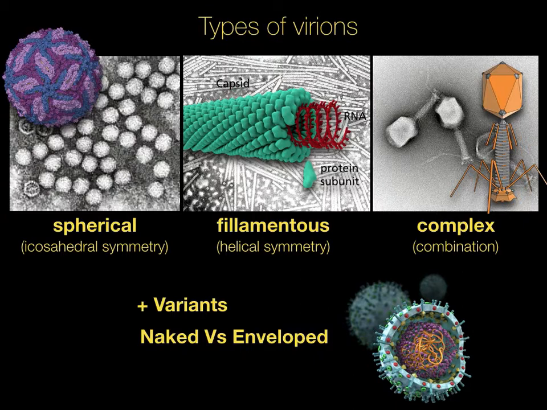I have here a really cool example as well. This is called a Gemini virus, and this is basically two spherical capsids put together. And then we also find viruses that are enveloped. They have a membrane around them. We call them naked when they don't have this envelope.